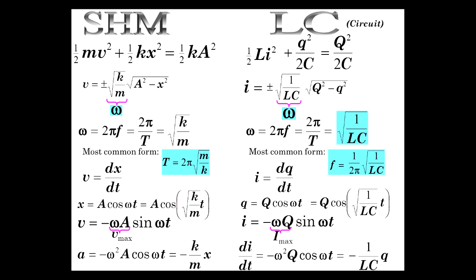You can see how tight the analogies are, and you can see that you really don't have to memorize from scratch all these relationships. But I would encourage you to recognize these relationships. We need SHM for mechanics. You don't want to forget about that. And LC, the corresponding suite of equations and relationships for an LC circuit in E&M.